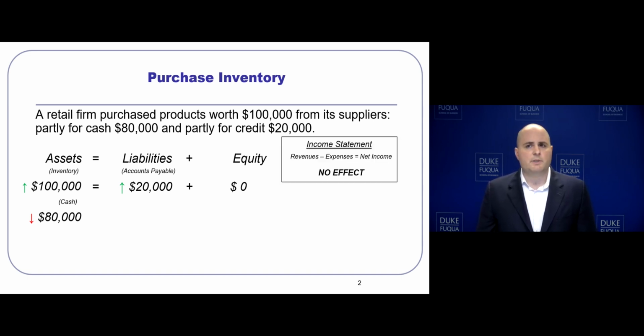Notice there is no income statement impact. Revenues minus expenses has no effect here. There has been no change in wealth because what we've done is purchase inventory for part cash, part IOU, part credit.